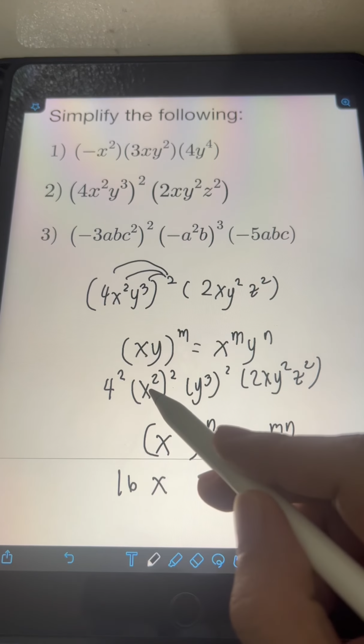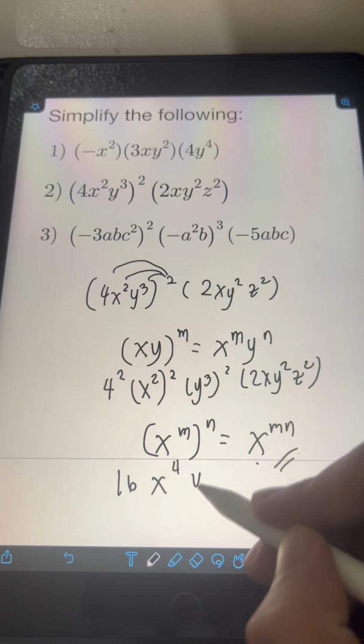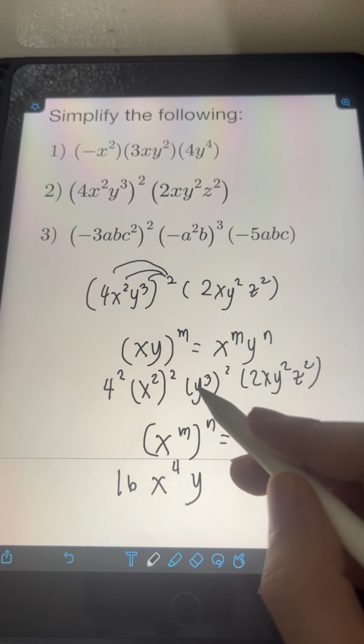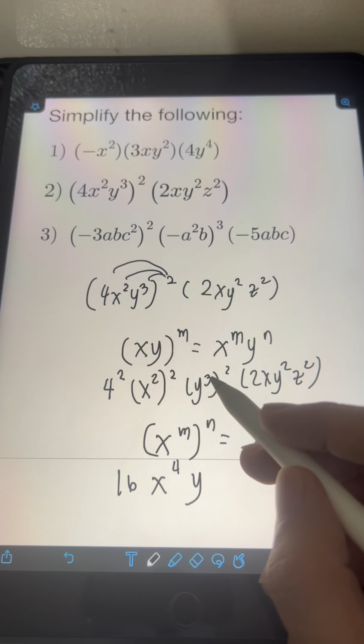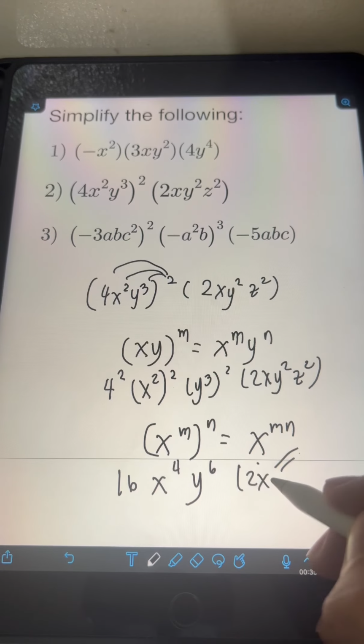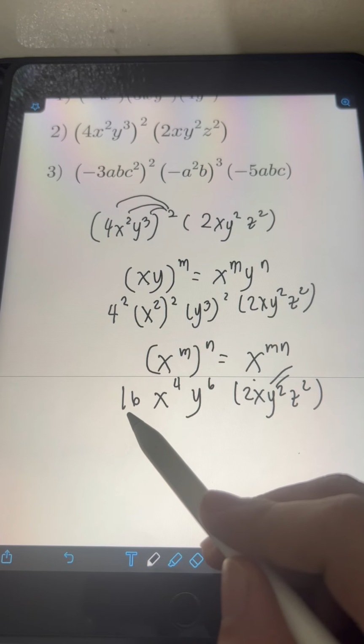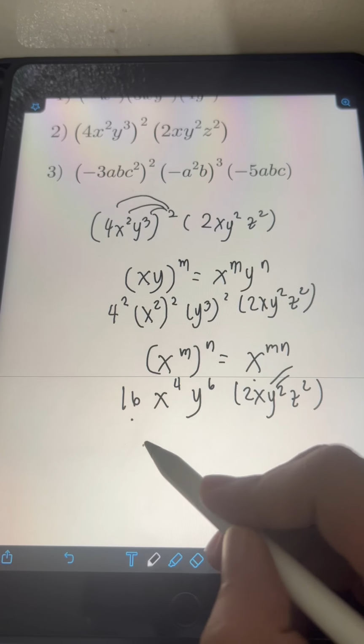Copy the same base x and multiply the exponents: 2 times 2 is 4. Then y cubed squared: copy the same base y, multiply the exponents, 3 times 2 is 6. Then multiply by 2xy squared z squared. We can multiply first the constants, so 16 times 2 is 32.